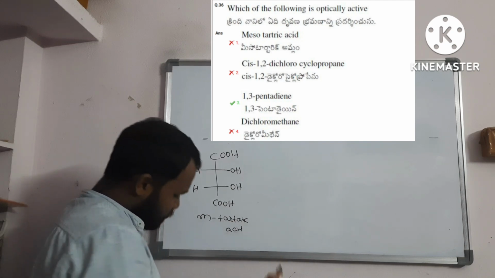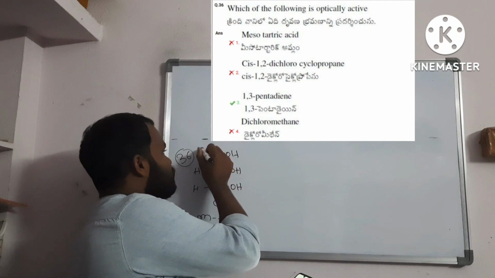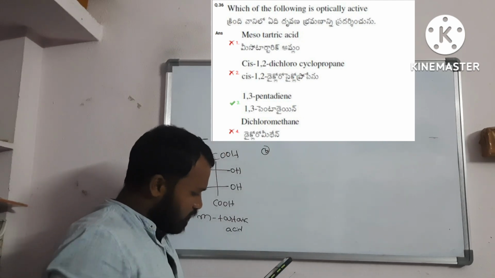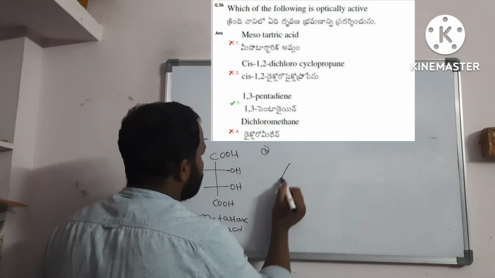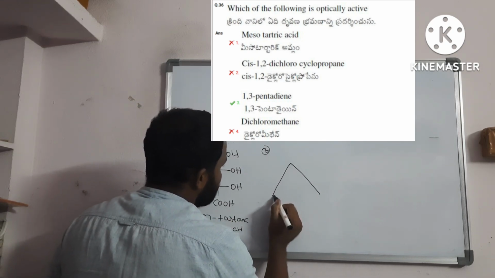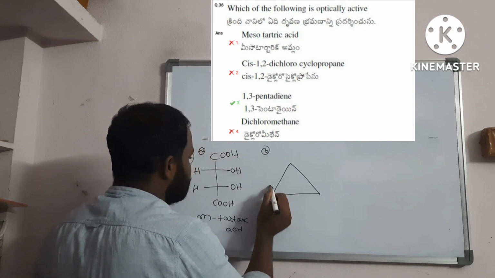This is option A. What is the second option? B, cis 1,2-dichlorocyclopropane, right? So first you should take cyclopropane. Cis means same side.